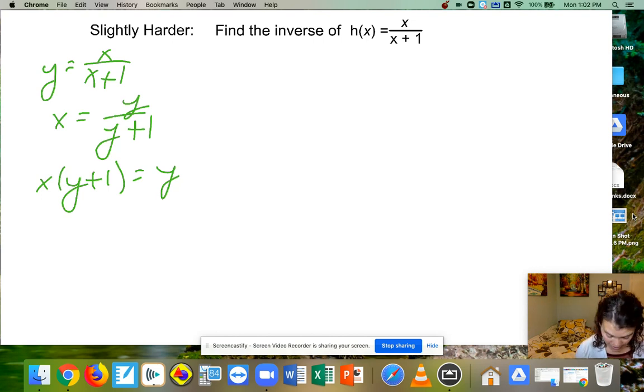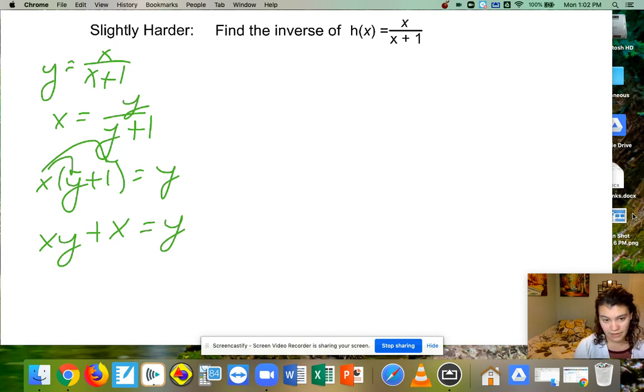Now you want to distribute the x into both of these. So you get xy plus x equals y. And this is where your trick comes in. You want to bring everything with a y in it all to one side. So I'm going to subtract this over and get y minus xy.